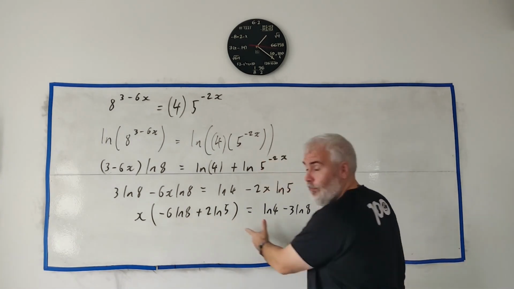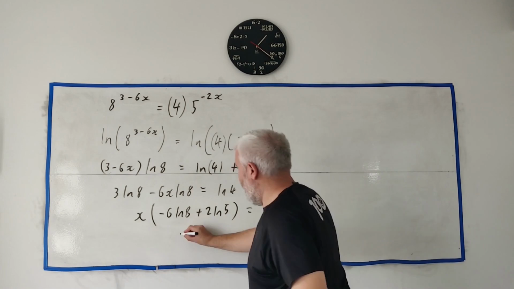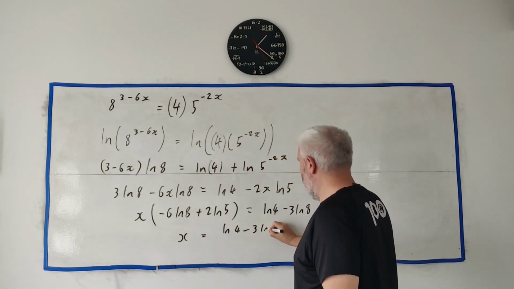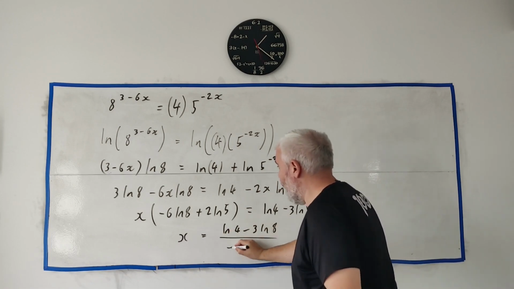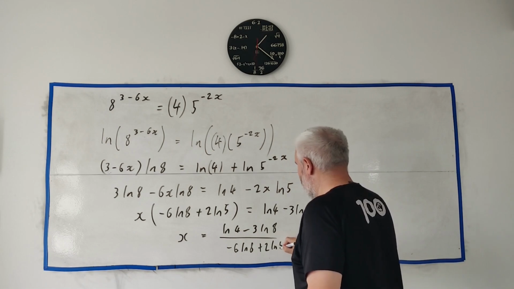And then we just divide both sides by this. Remember, it's a complicated looking number, but it's just a number. And we just get x is equal to natural log 4 minus 3 natural log 8 divided by minus 6 natural log 8 plus 2 natural log 5.